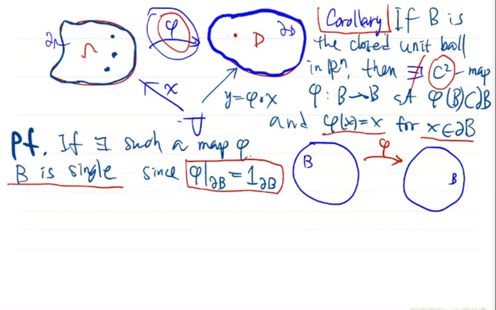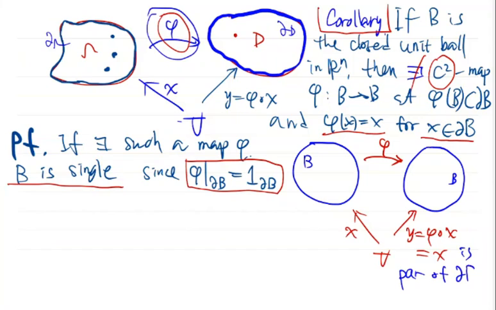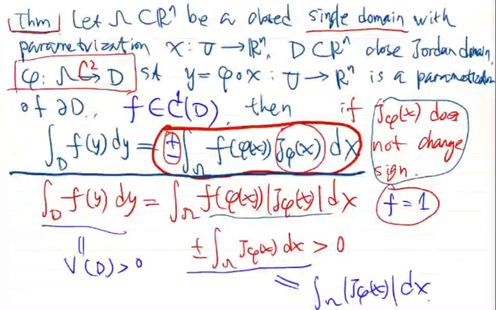As an identity map, if you have a parametrization x of the boundary of the left ball, the composition y is exactly x itself, because phi is the identity map restricted to the boundary. Therefore this y is a parametrization of the boundary of B, the boundary of the right ball. If x is a parametrization of the boundary of the left ball, then the composition of phi and x, that is our map y, is a parametrization of the boundary of the right ball. So such a map phi satisfies all our requirements in this theorem.